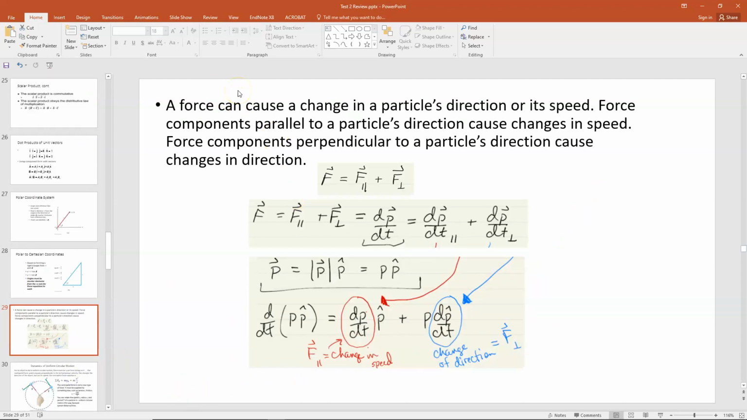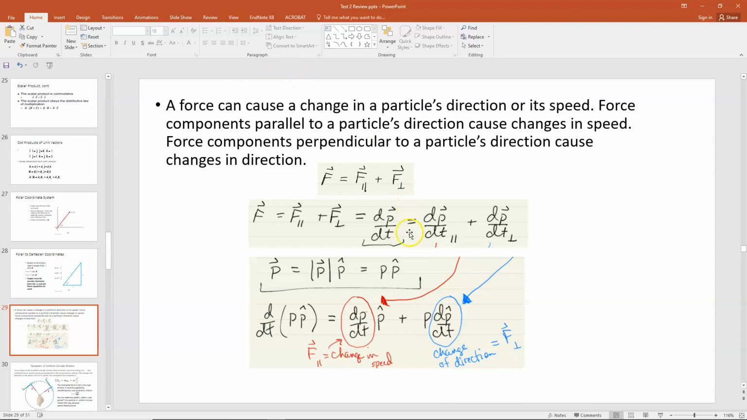All right, now we talked about how force can change a particle's direction or its speed, right? So a force causes a change in the momentum of the object. The momentum has a direction and a magnitude, and so either one or both of those can be changed by a force. The force's component parallel to the particle's direction causes a change in speed, and we call that F parallel. The force component perpendicular to a particle's direction causes changes in direction. So we wrote a force as the sum of the parallel and perpendicular components: F equals F parallel plus F perp.